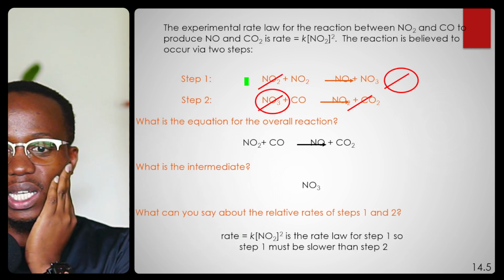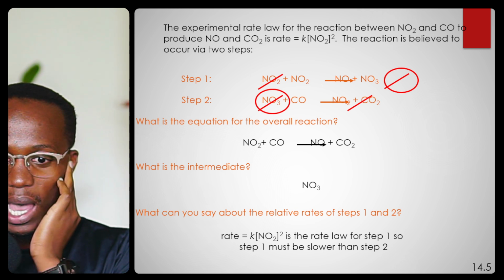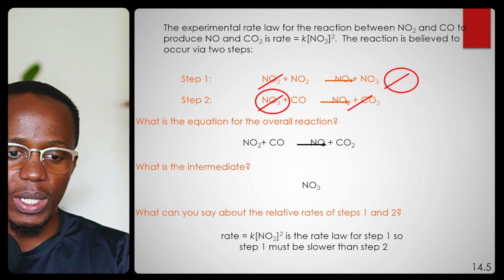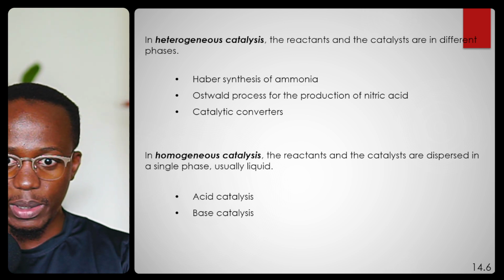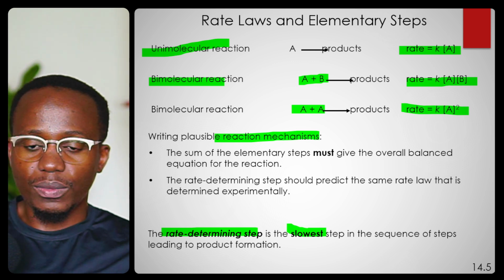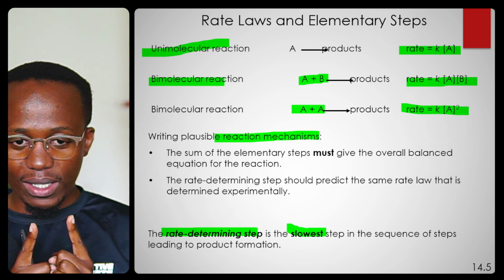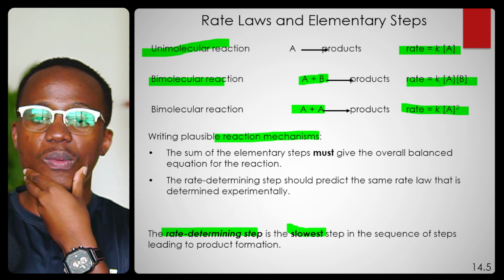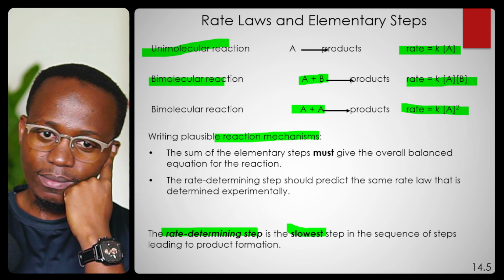We need to know the slowest of the reactions so that we know how we can measure the rate. Because if you have two reactions happening, then one of them is slow and the other one is fast. It doesn't matter how fast the fastest is. We have to wait for the slowest, right?